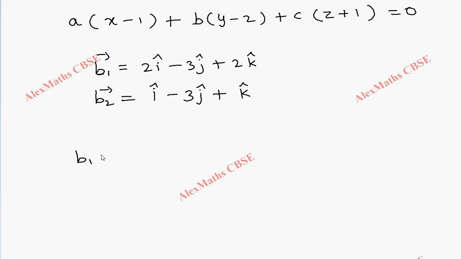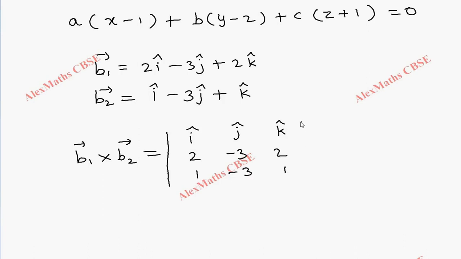Now we are going to find b1 vector cross b2 vector. For this we take a determinant. First row is i, j, k. Second row is 2, minus 3, 2, the components of b1. Third row is the components of b2, which is 1, minus 3, 1.